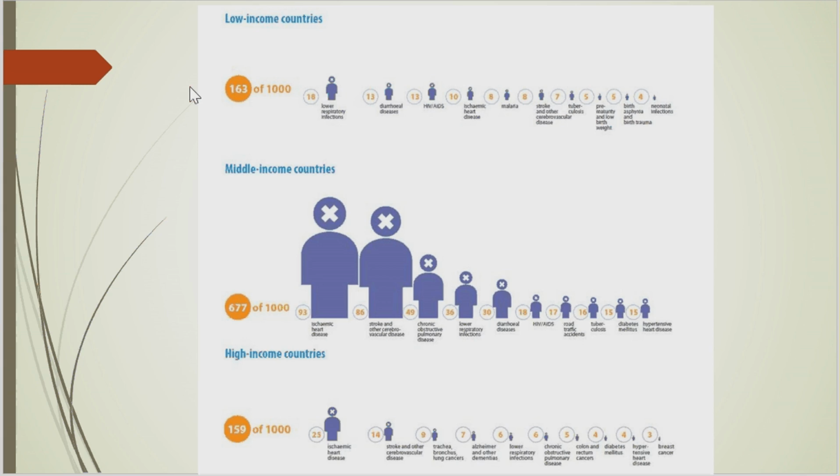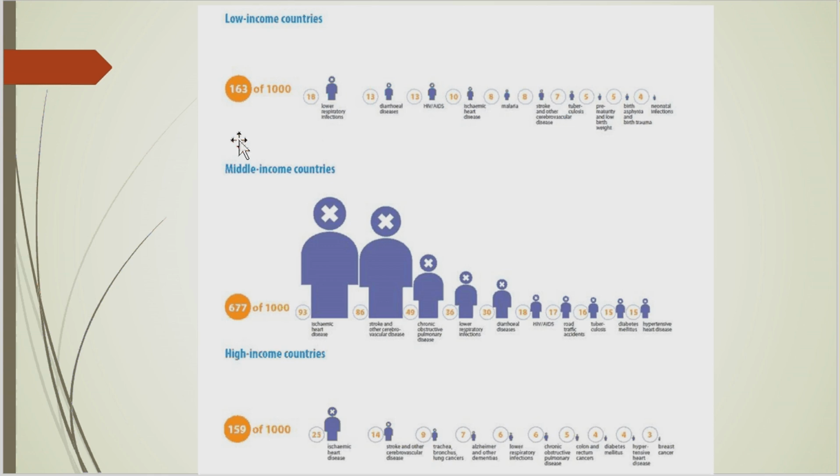So as you can see, we've got 163 people from low-income countries, 677 people from middle-income countries, and 159 people from high-income countries. So you can immediately see that the majority of the world's population live in middle-income countries. Okay, it looks like over 60%, almost 70% of people live in middle-income countries. About 16% of people live in high-income countries, and 16% of people live in low-income countries.